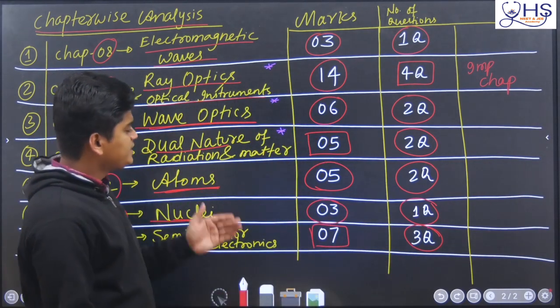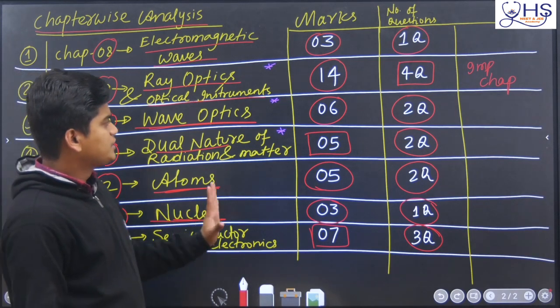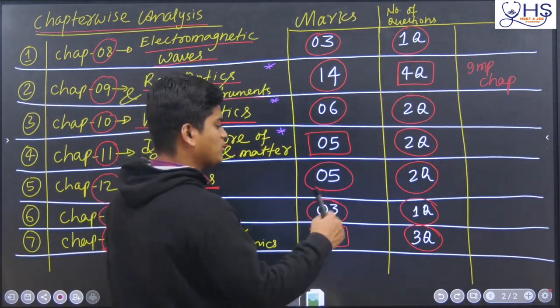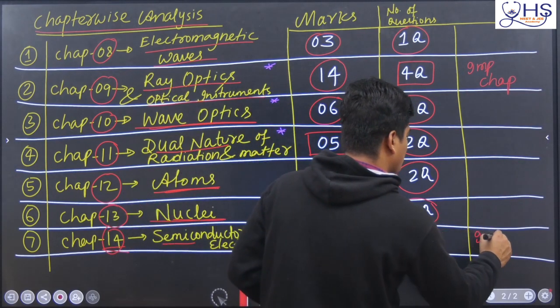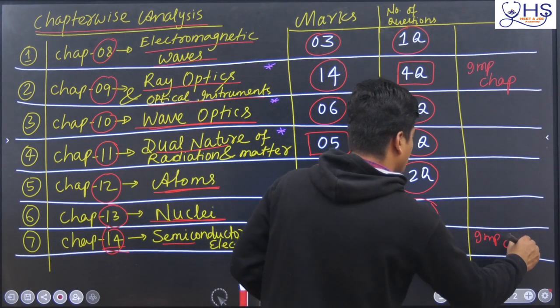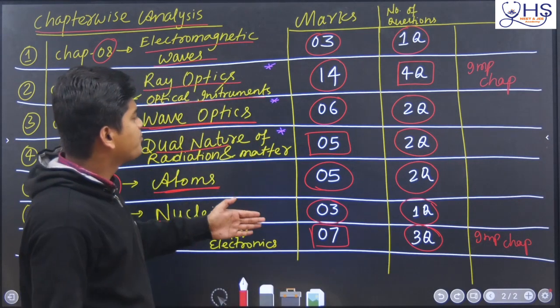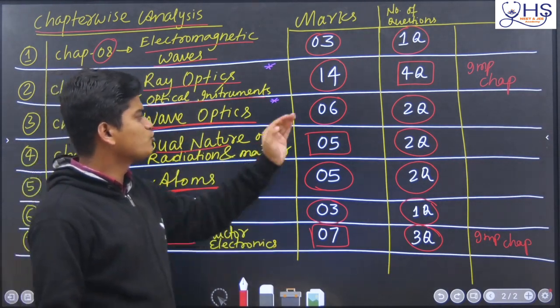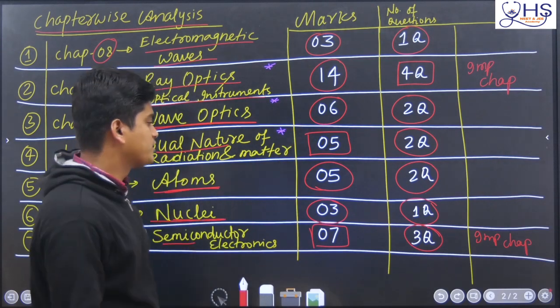If you see this, definitely the most important chapter is ray optics, and semiconductor electronics also comes under important chapters. Along with that, you can give importance to wave optics also, and the others are also there.